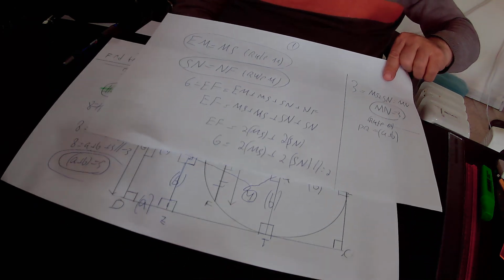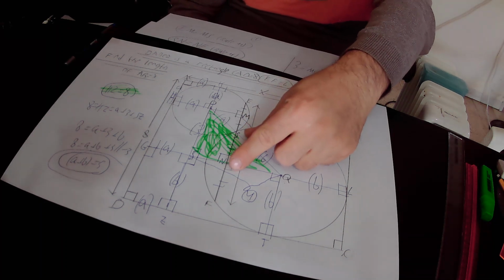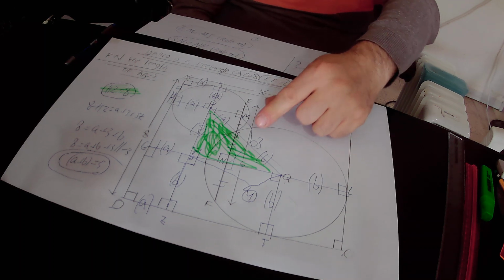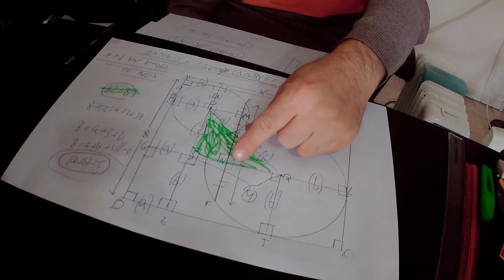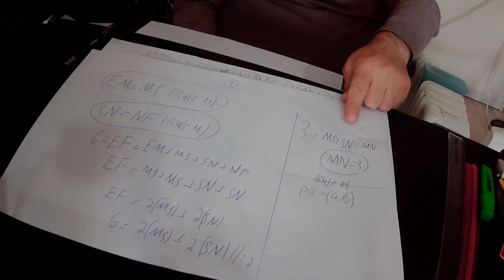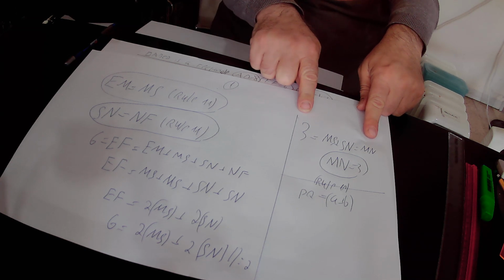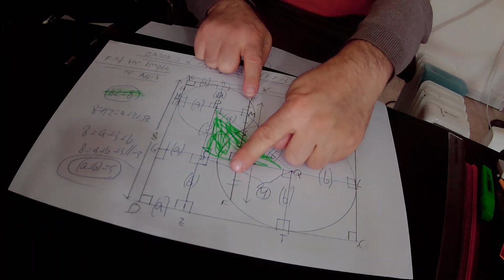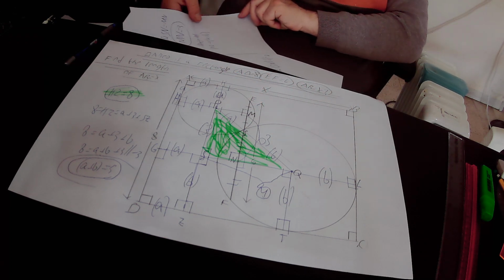So MS plus SN equals 3. But MS plus SN is MN. Again, MS plus SN is MN. So we can write down that MN equals 3. From this equation we derive that MN equals 3. Here, this line segment MN equals 3 units in its length.